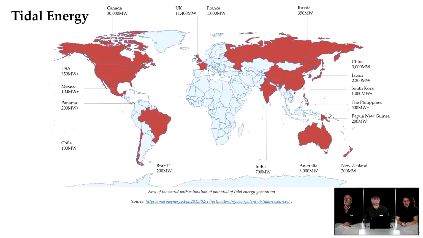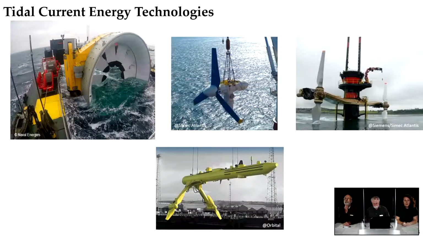There are different types of design. The most common is the seabed mounted turbine, as you can see at the top. So it's three devices with different shapes. And there is one in development. It's a floating turbine, as you can see at the bottom, created by Orbital.